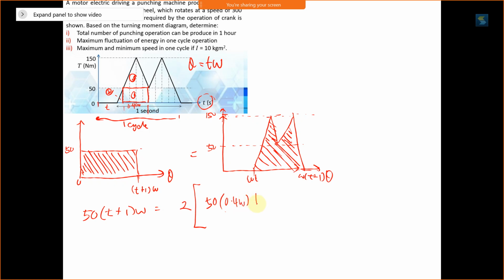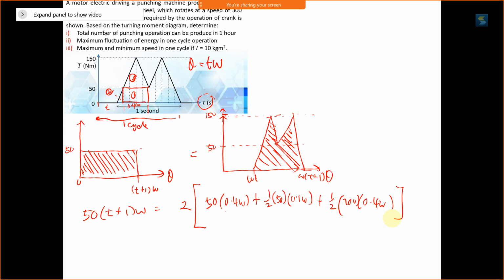Okay, plus number 2 which is 1/2 times 50 times 0.1 omega. And the last one, number 3, we have plus 1/2 times 100, isn't it? 150 minus 50, so we have 100 times 0.4 omega. Okay, so there is our equation. So from here we can actually find what is our t.